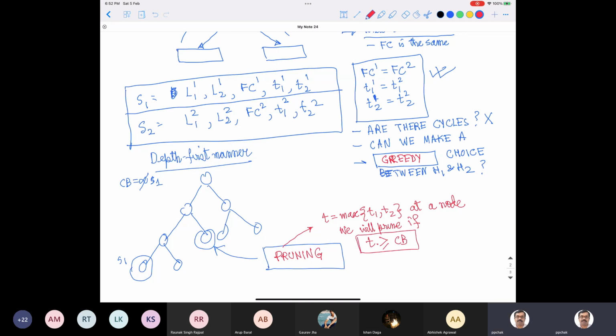Is it clear to everybody? At any point, we will check what is the larger of T1, T2. And if that larger of T1, T2 is greater than the current best, we don't need to go below that node. Ranak Rajpal, is that clear to you? Ranak is not there. Manav Vadhan? Yes, sir. Clear.